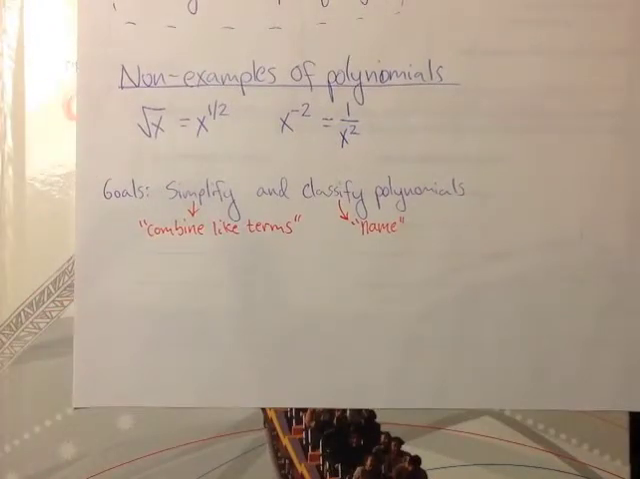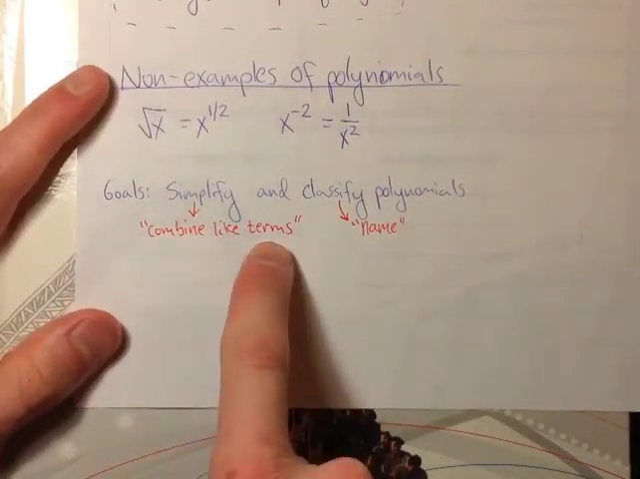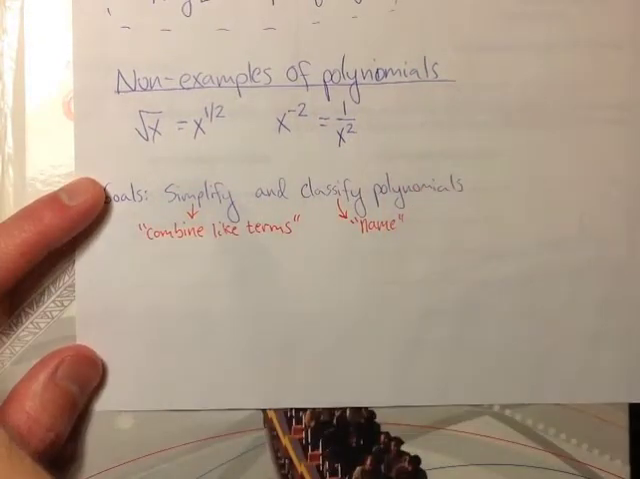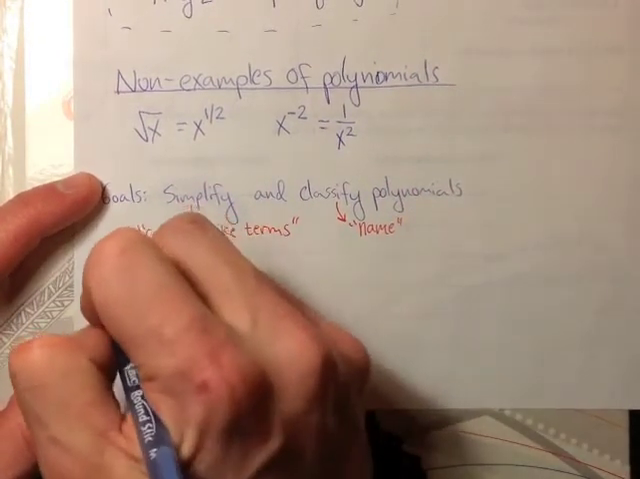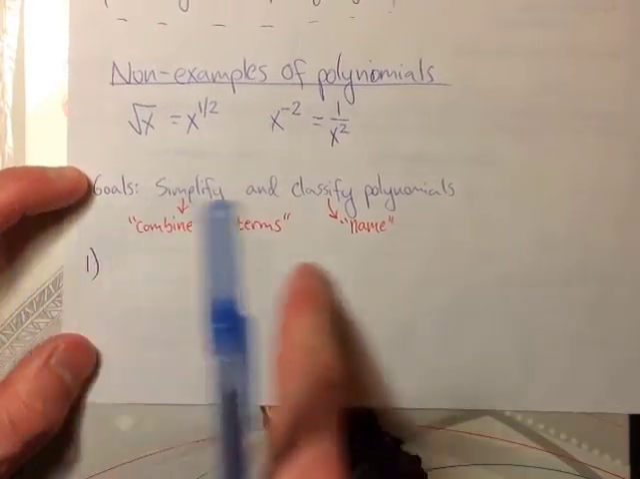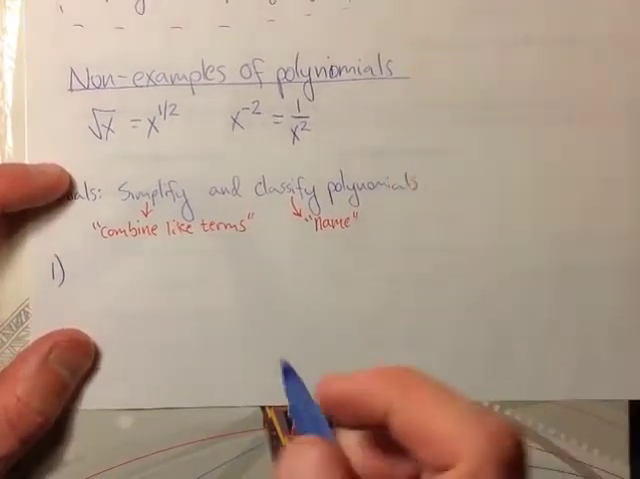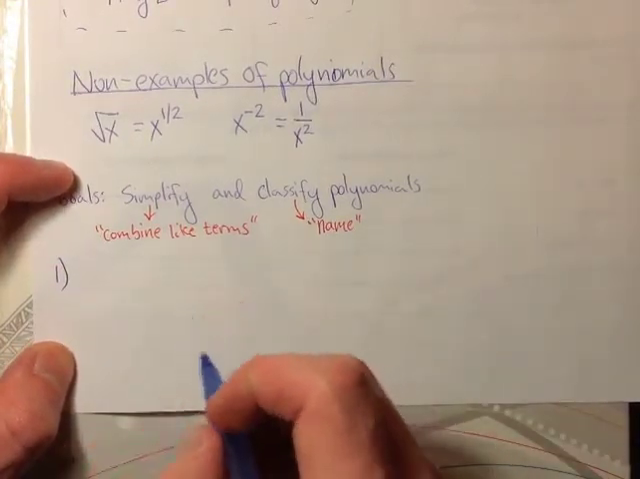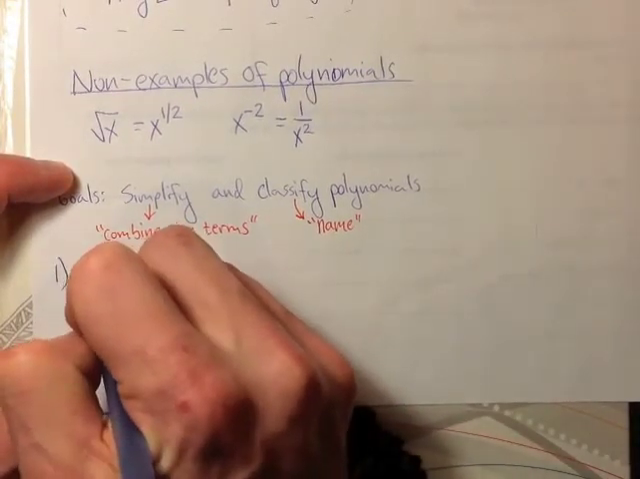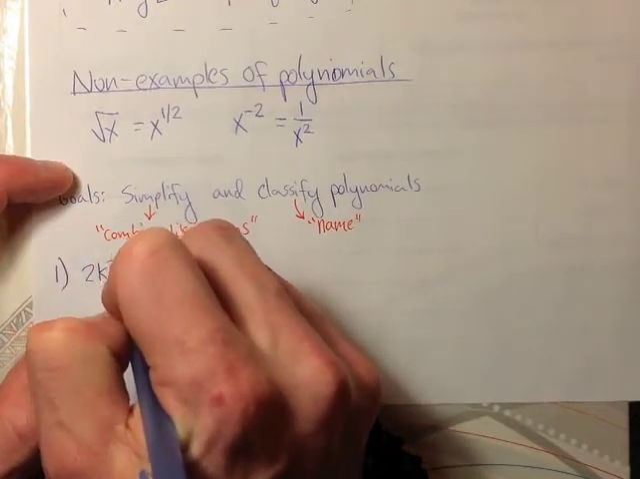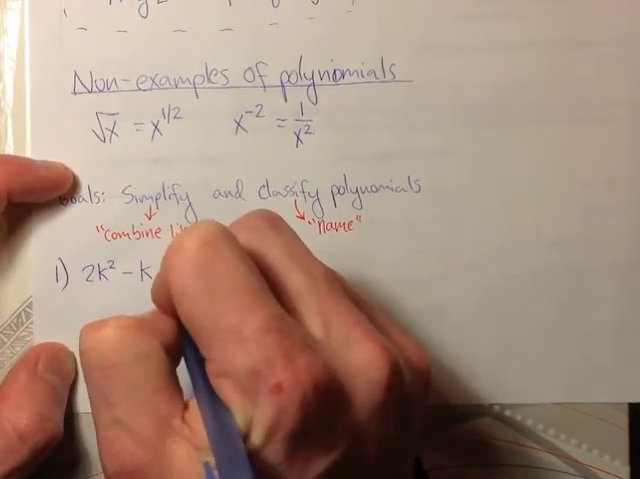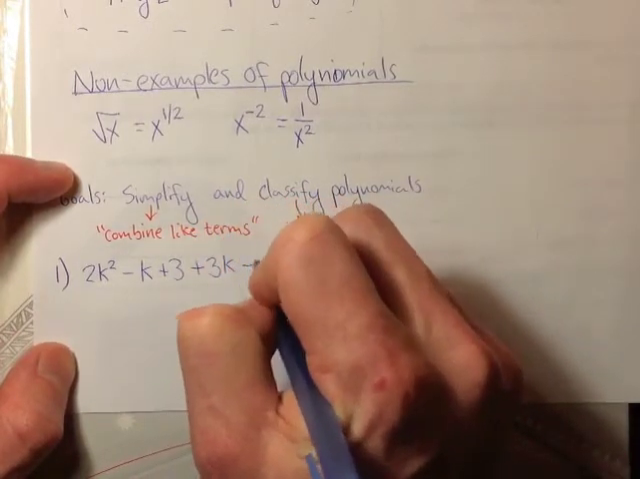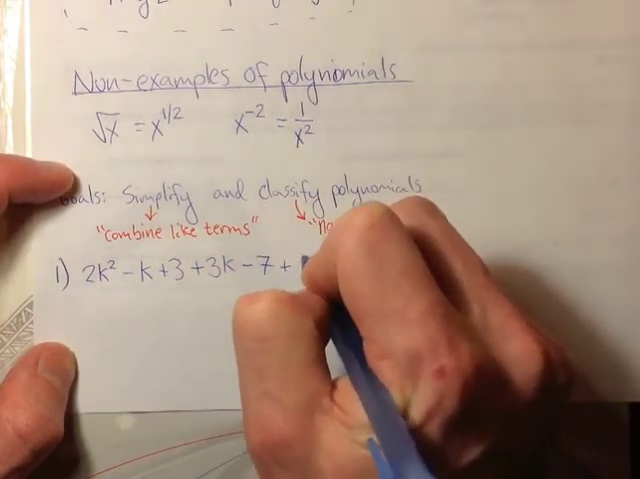Now, let me give you an example, first of all, of this first skill of combining like terms, of simplifying polynomials, because it's something that you're already familiar with. So here's one example, and I'm kind of at the bottom of my paper. You might be too. I'm only going to have maybe 3 examples down here. Now, let's say we have a polynomial that looks like this. 2 times k squared minus k plus 3 plus 3k minus 7 plus 5k squared.